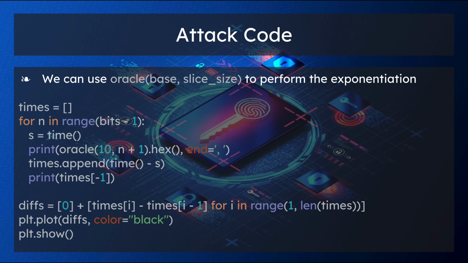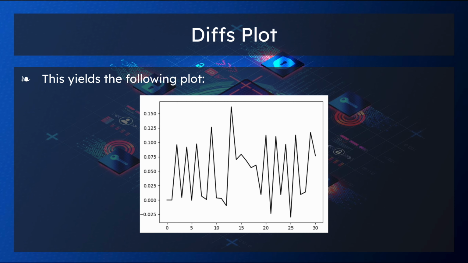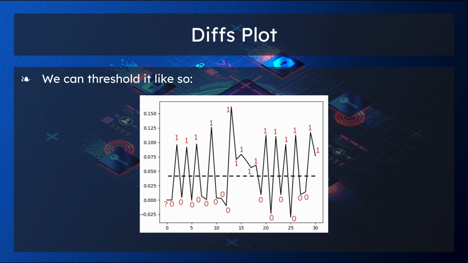Okay, and then when we plot all these differences, we get something that looks like this. And you can see there are clear peaks and valleys in here. If we think about this, these probably correspond to 1s and 0s. So if we threshold these values, and here we just have to pick a value that makes sense to us, for example like this, we'll get a sequence of 0s and 1s.